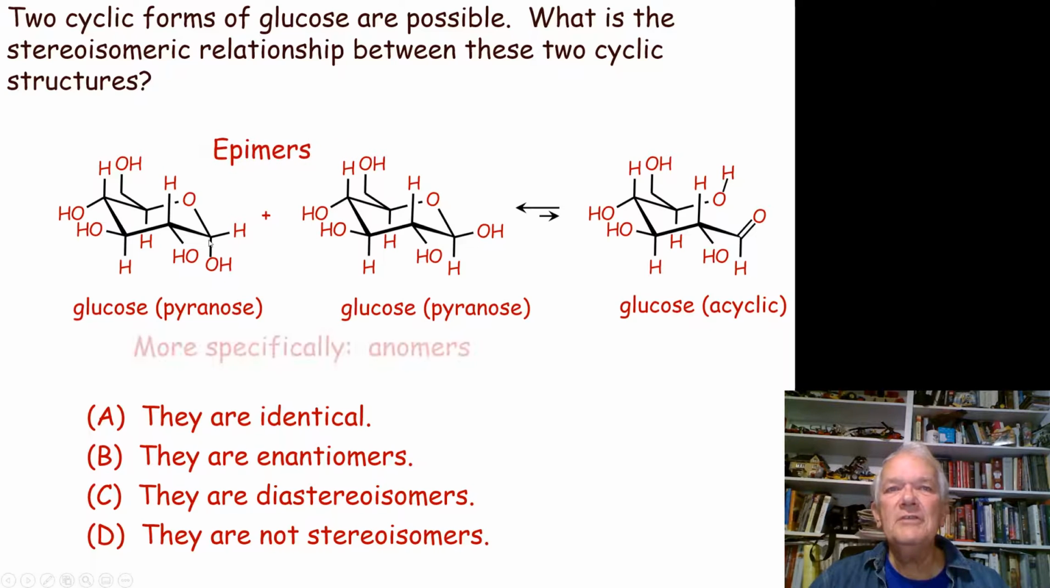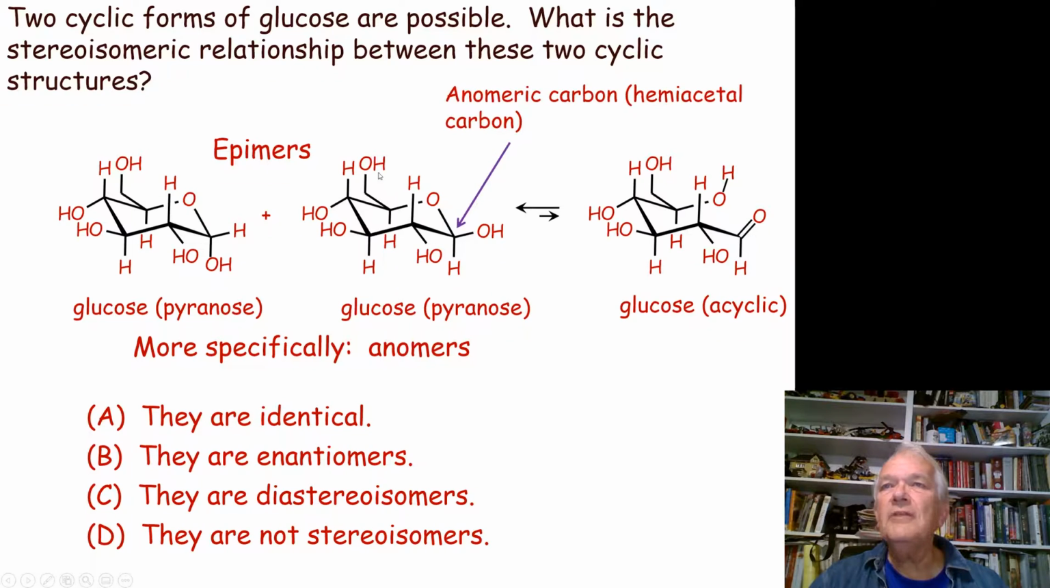Since they differ at only one particular carbon, we call them epimers, and that's the general definition of an epimer. When you have diastereomers with multiple chiral centers, if you reverse one of those chiral centers, you form an epimer. Now, in this particular case, this carbon is where the hemiacetal is located. It's called the anomeric carbon.